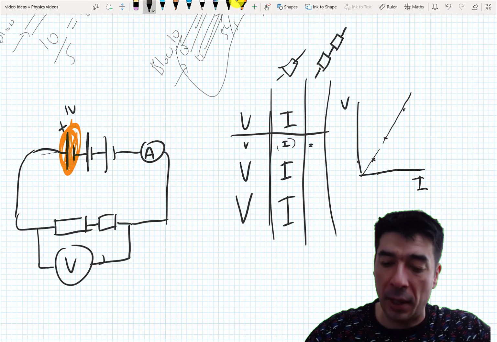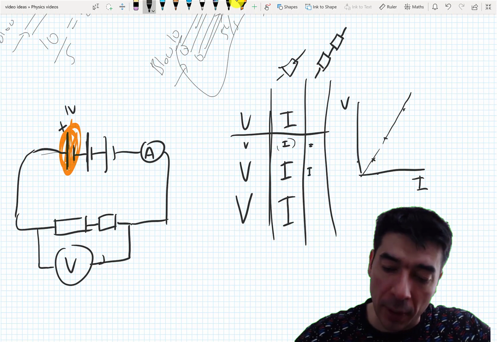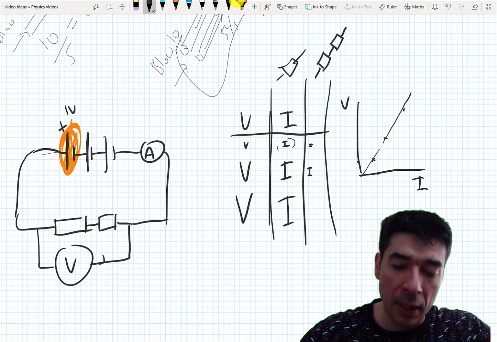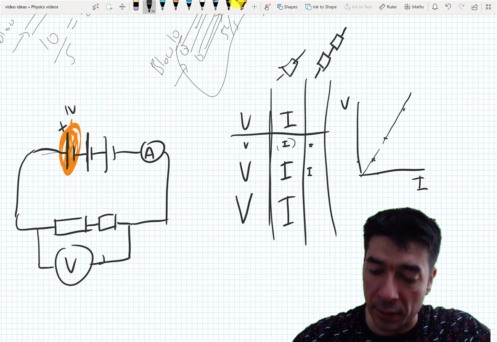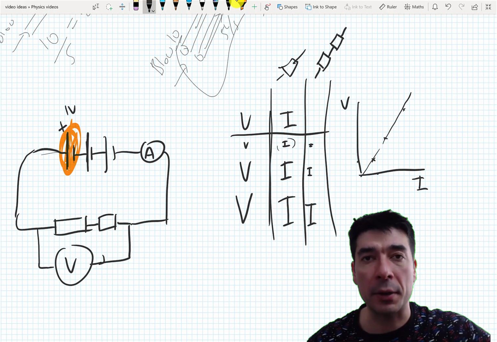So now we're thinking what it would be like if we had 2 cells. The current would still go up, but it wouldn't go up by as much. And if I add a 3rd cell, the current still goes up, but not by quite as much. So what's it going to look like on the graph?